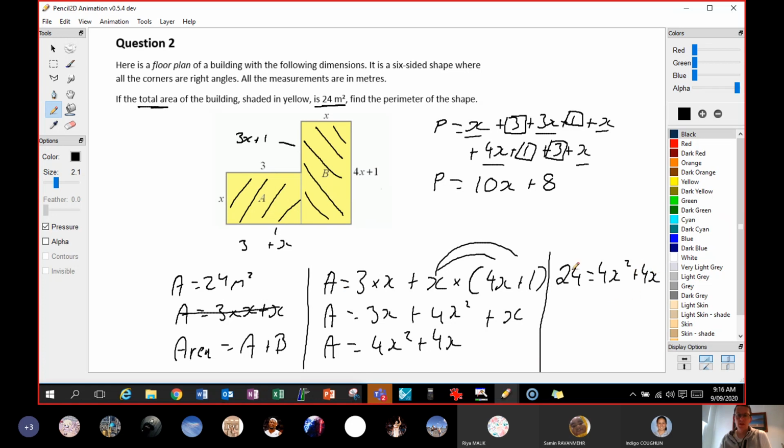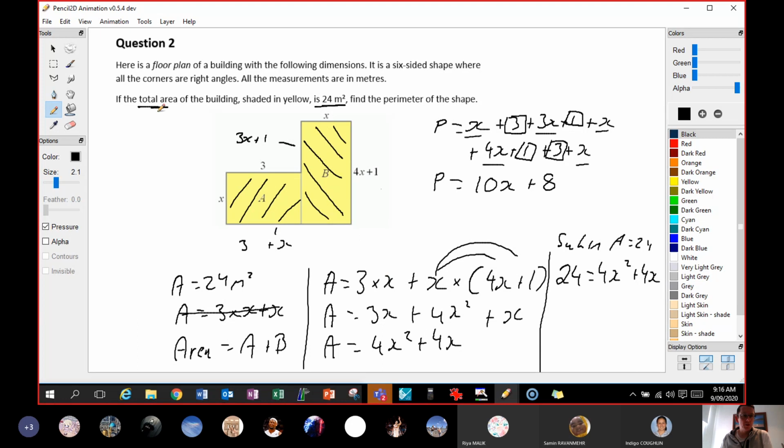Okay. So that's what the area is. All I've done here is substitute what the area is. First of all, we figured out what the area of this is: 3x, this is x times 4x, and we added those together. We expanded it, collected our like terms, and then we said, well, we know the area is 24, so I subbed in the area for A equals 24, not section A, by the way. So that's all we've done so far.